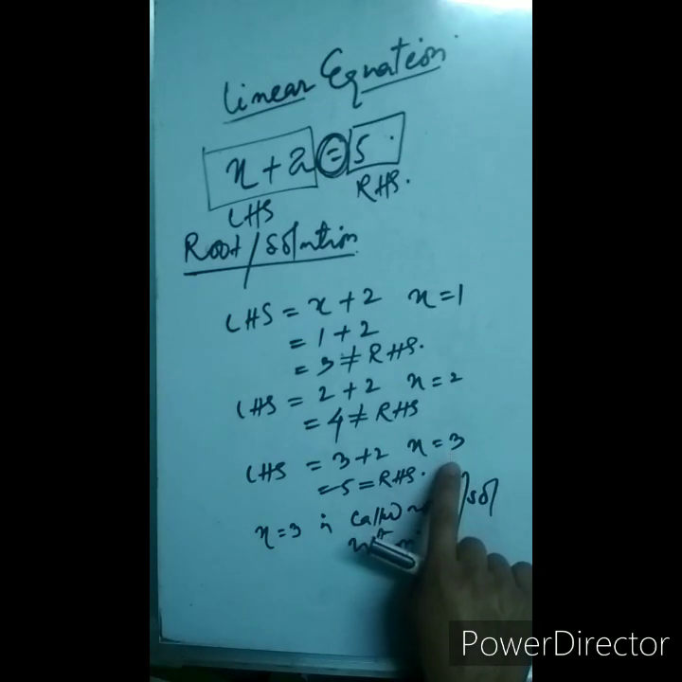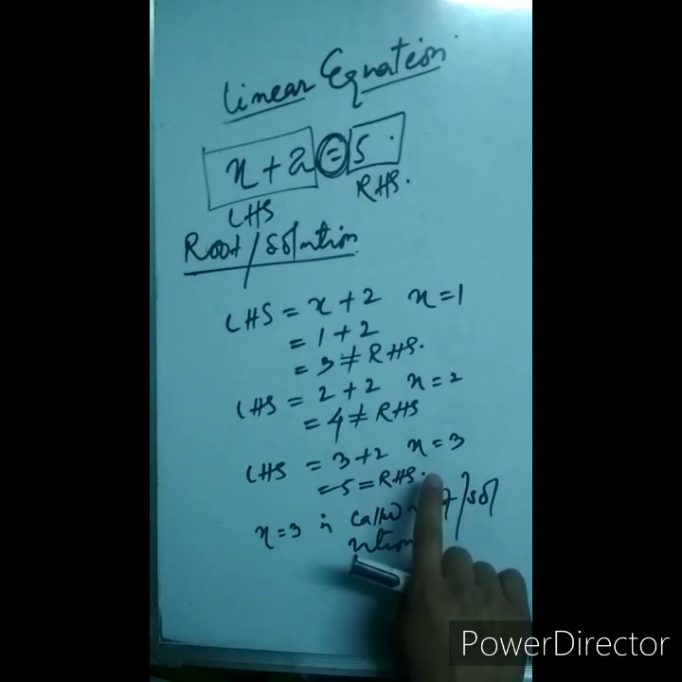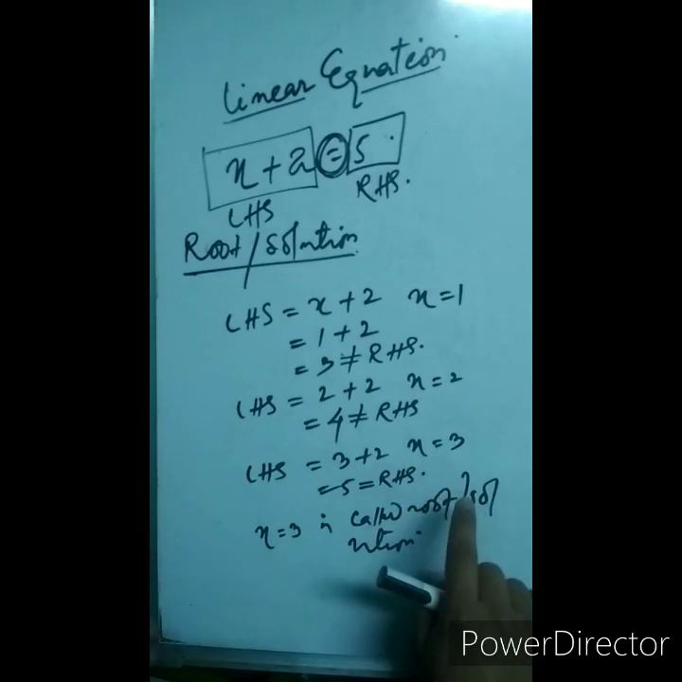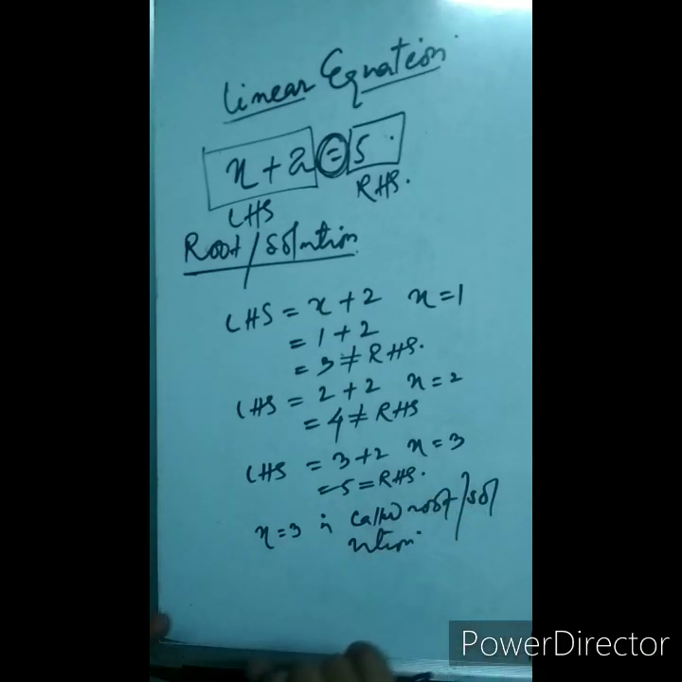Why? When I replace the value of x in the equation, left hand side and right hand side are equal. That means x equal to 3 satisfies the equation. That means 3 is the solution of the equation. I hope you have learned the meaning of linear equation, and then you have learned even root.